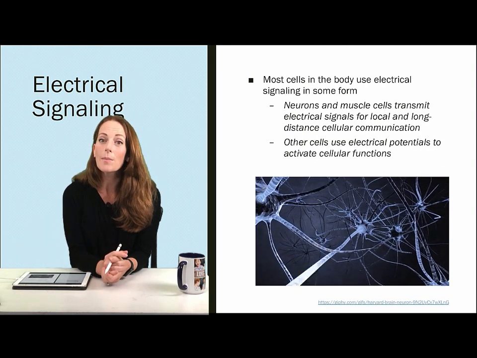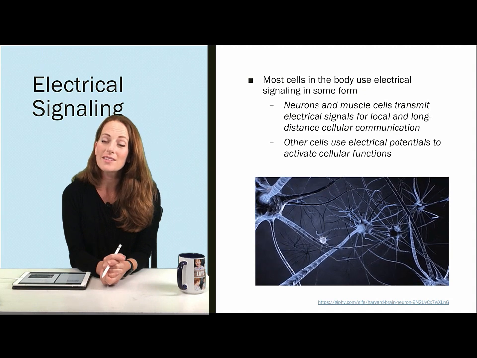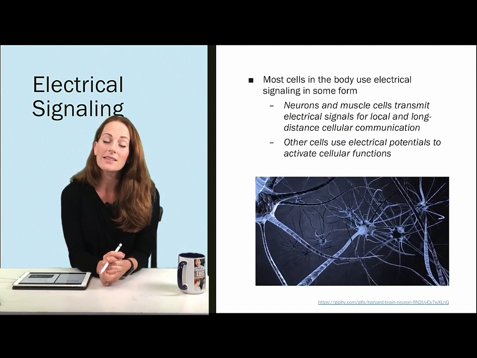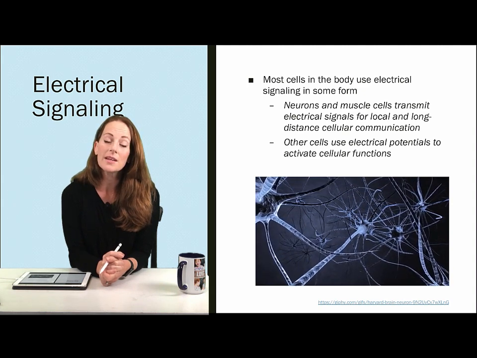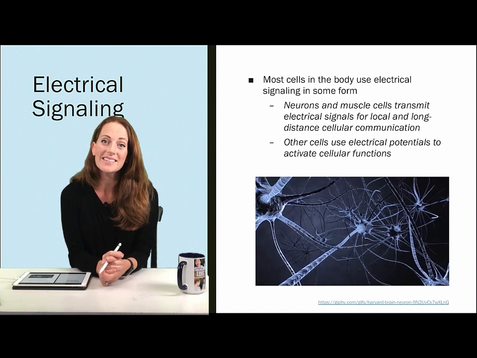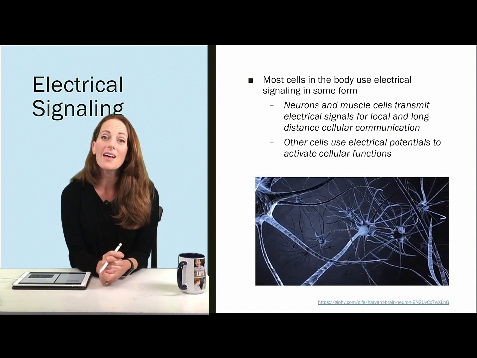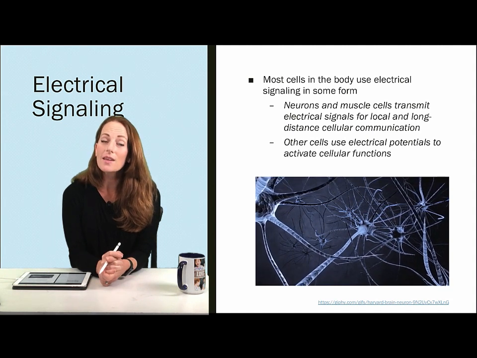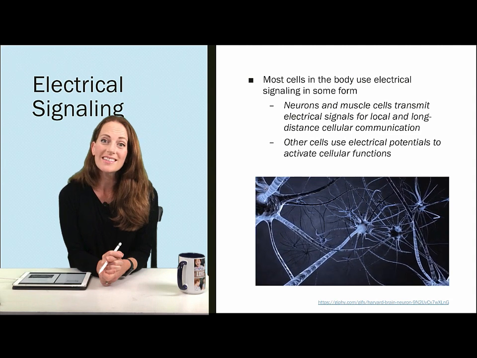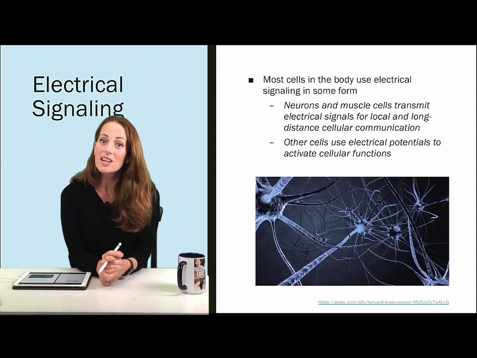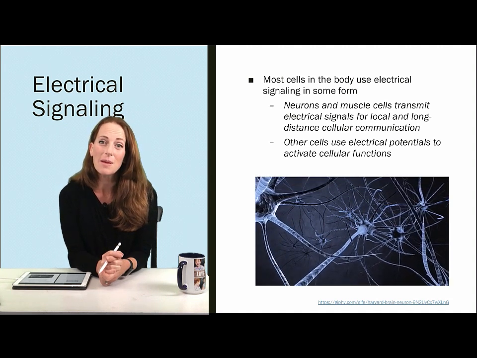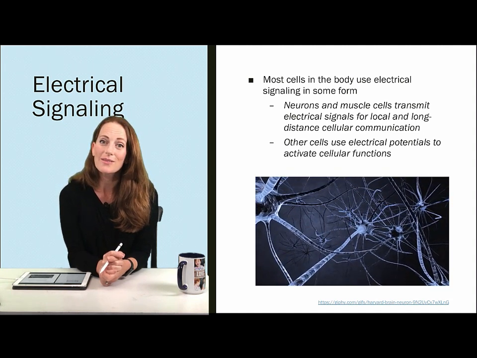Most cells in the body use electrical signaling in some form. Classically, neurons and muscle cells of all types use electrical signaling to communicate local and long-distance signals. But there are many other cell types in the body that use electrical potentials to secrete, to create changes in the cell, to cause endocrine changes, and many other things that these electrical differences across the membrane can do for cellular functions.